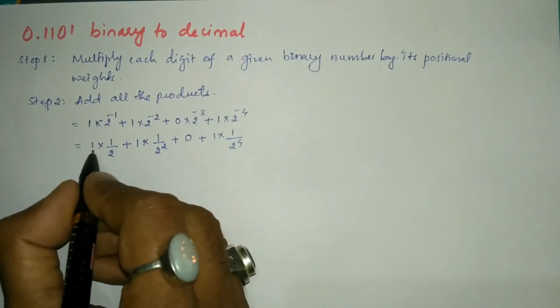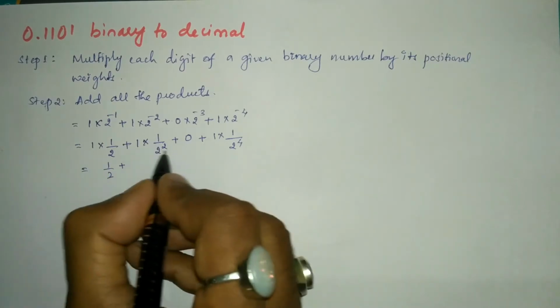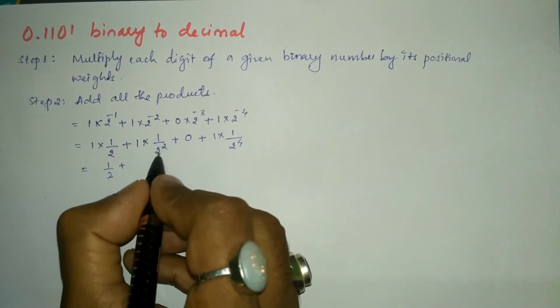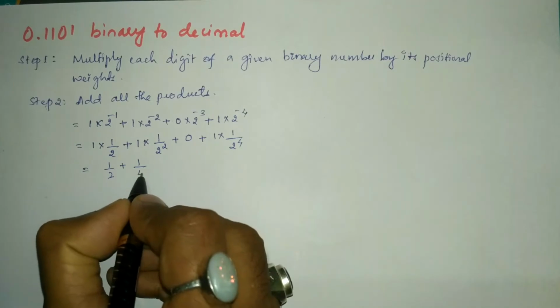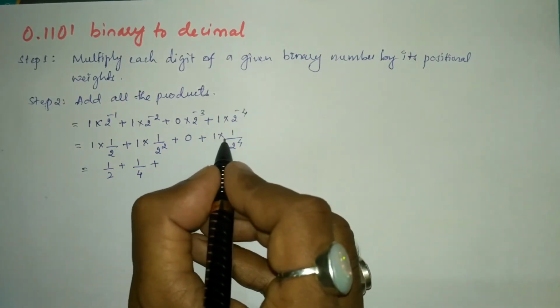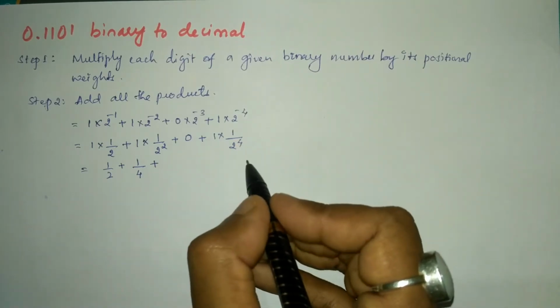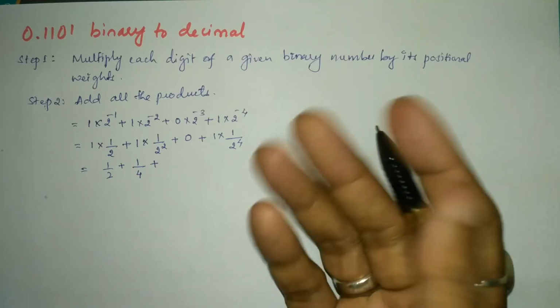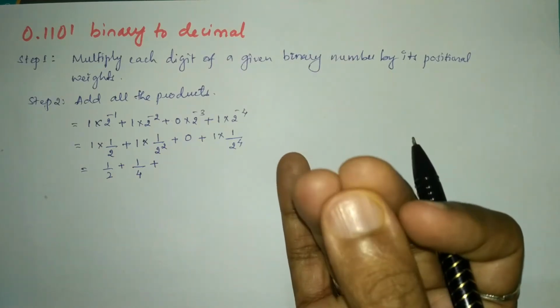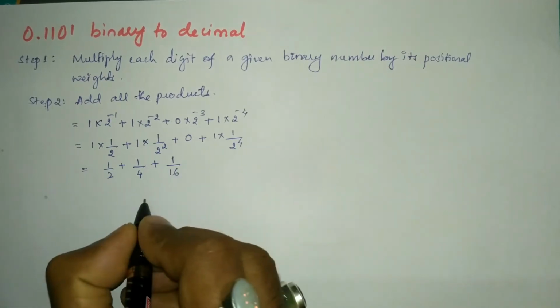Now let us further simplify. 1 into 1 by 2 is 1 by 2 only, plus 1 into 1 by 2 to the power 2 is 2 2s are 4. Here I can write 1 divided by 4, plus 0, you leave it, plus 1 into 1 divided by 2 to the power 4. So 2 to the power 4 means we have to multiply 2 four times. 2 2s are 4, 4 2s are 8, 8 2s are 16. So here I am going to write 1 divided by 16.